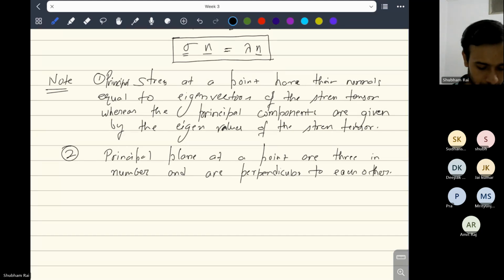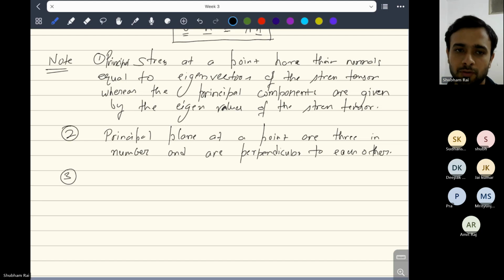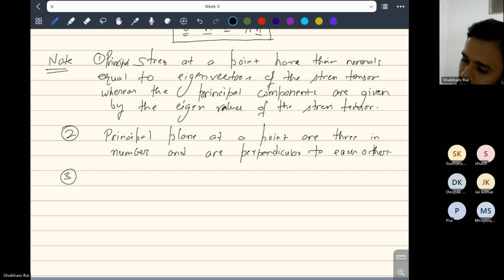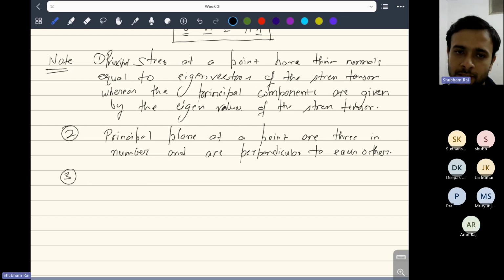Right? The third note is: any stress matrix in any coordinate system can always be transformed to the principal coordinate system. Let's say you have a coordinate system E1, E2, E3, and the stress tensor has been expressed in that coordinate system. You can always transform the stresses such that you go to the principal coordinate system, and in the principal coordinate system only the diagonal elements will be non-zero and the non-diagonal elements will be zero.